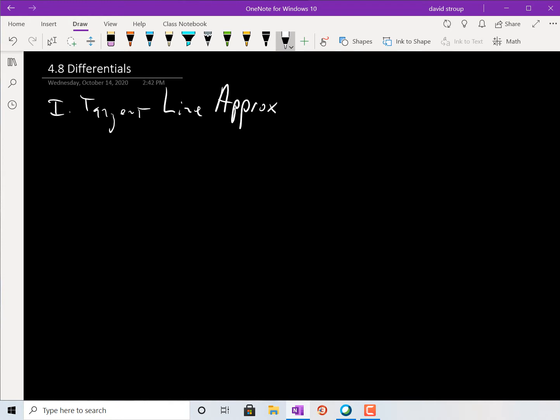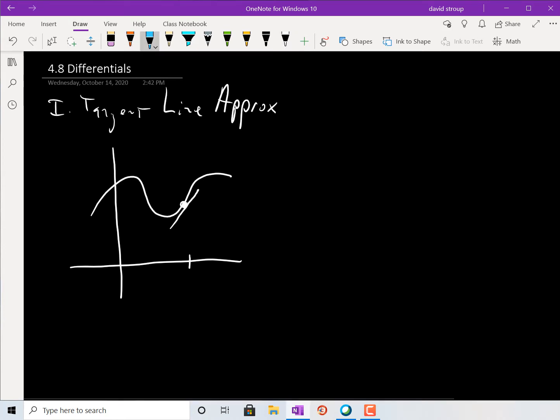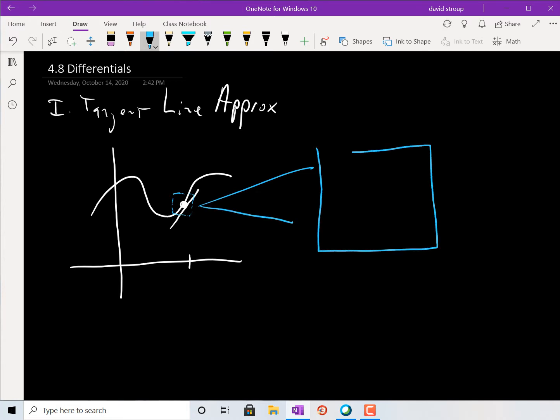Okay, so you have some sort of function doing what it does. And what you're going to do is use a tangent line to approximate the function in a given region. So if you were to zoom in maybe on a box in this region here, and expand this box, it would seem that the curve and the tangent line are kind of close together, right?